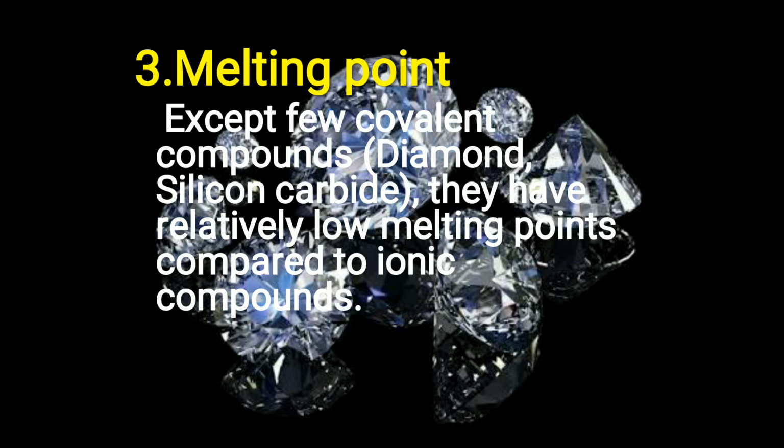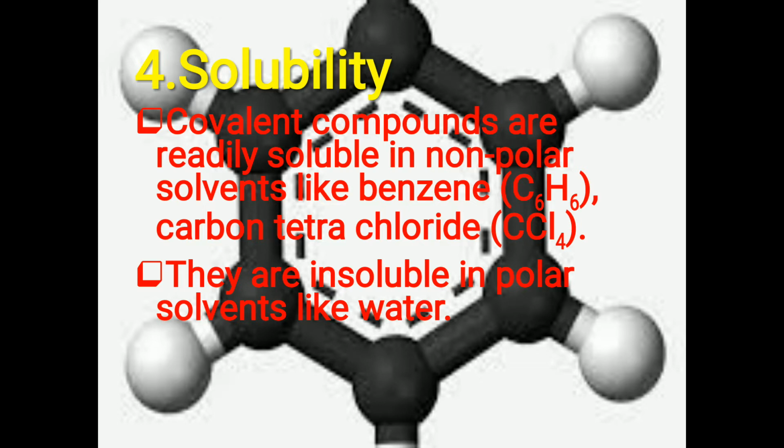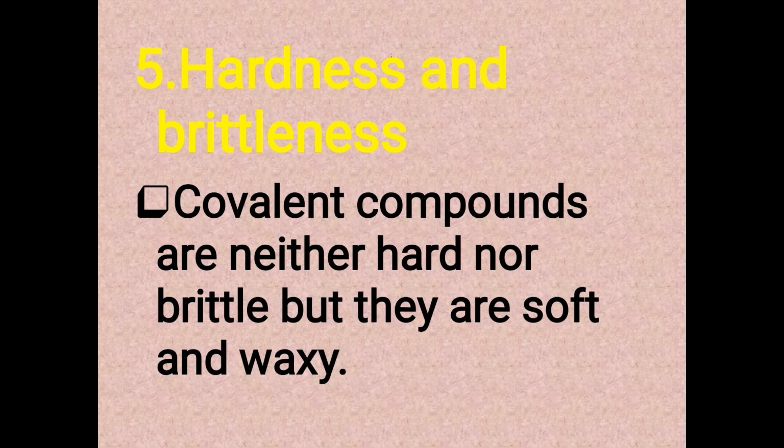Melting point. Covalent compounds have low melting and boiling points compared to ionic compounds. Ionic bonds are very strong compared to covalent bonds, so covalent compounds have low melting points, except diamond and silicon carbide. Then solubility: they don't have ions, so they are only soluble in non-polar solvents, insoluble in polar solvents like water. Then hardness and brittleness. Covalent compounds are neither hard nor brittle, but they are soft and waxy.